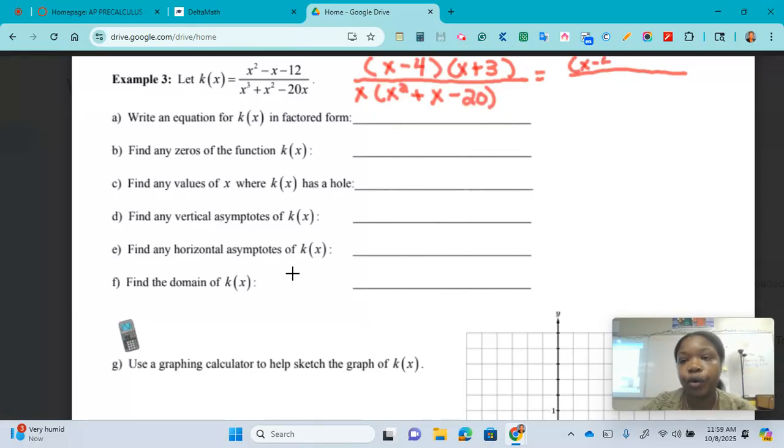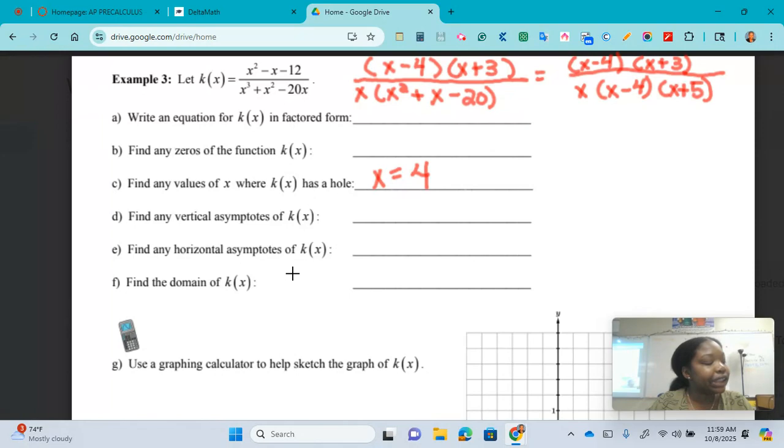All right, so we're going to put all the factored forms. x minus 4, x plus 3 over x by itself, x minus 4, and x plus 5. Do we have a hole? Yes, we have a hole at x equals 4.